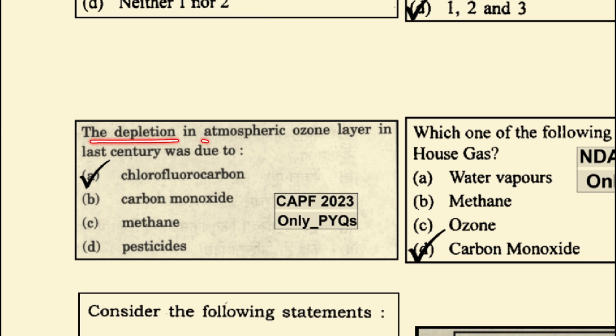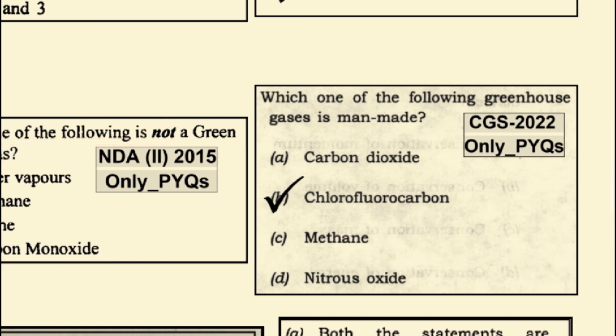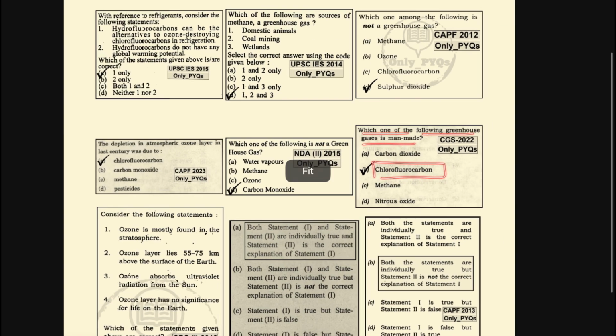The depletion in the atmospheric ozone layer in the last century was because of the chlorofluorocarbons. Which one of the following is not a greenhouse gas? It is the carbon monoxide, which is not a greenhouse gas. Which one of the following greenhouse gases is man-made? It is the chlorofluorocarbon, which has been man-made.